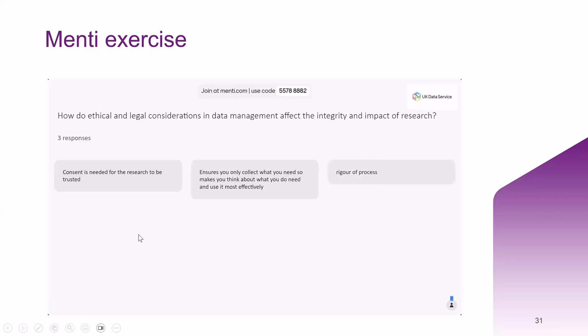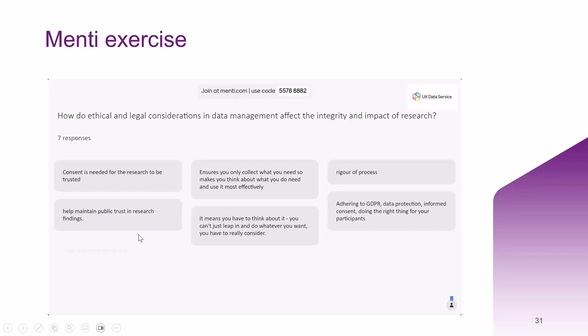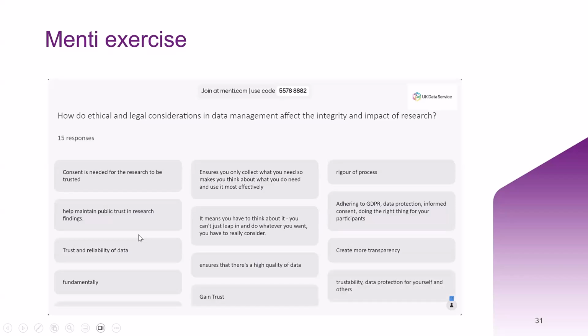Consent is needed for the research to be trusted, very valid point. Ensures you only collect what you need, so makes you think about what you do need and use it most effectively. Exactly. These are fantastic. And thank you all so much for completing the mentee. Rigor of process. Yes. And we demonstrate the rigor of process. Help maintaining public trust in research findings.